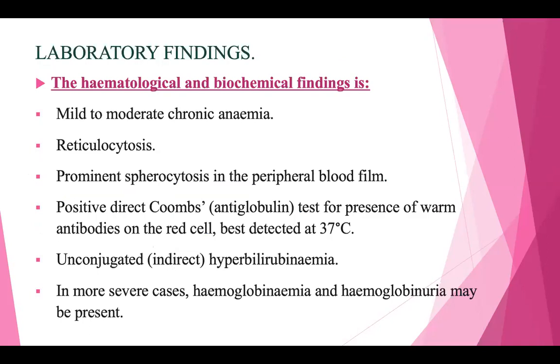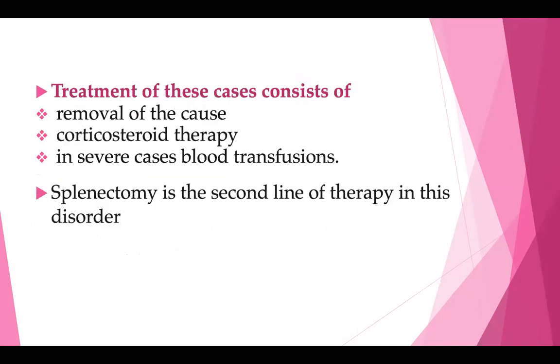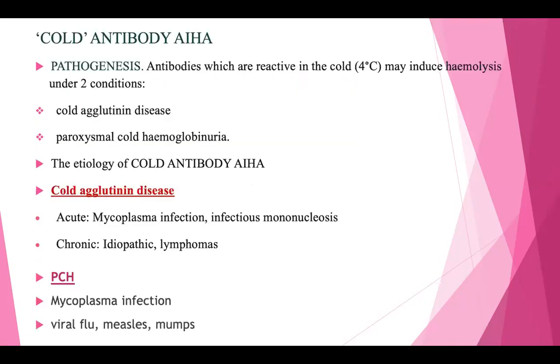حيكون عندهم hyperbilirubinemia and in severe cases راح يصير عندهم a part of the destruction inside the blood vessel، راح يصير عندنا hemoglobinemia and hemoglobinuria. Treatment: we should first treat the cause and give the patient corticosteroid therapy to suppress the immune response. In severe cases, we might need a blood transfusion, and in chronic cases, we need to do splenectomy.